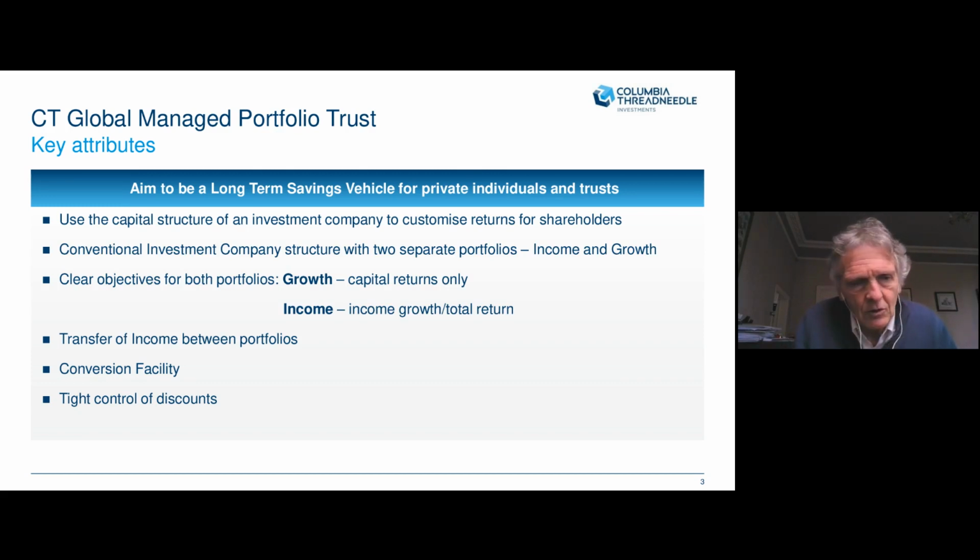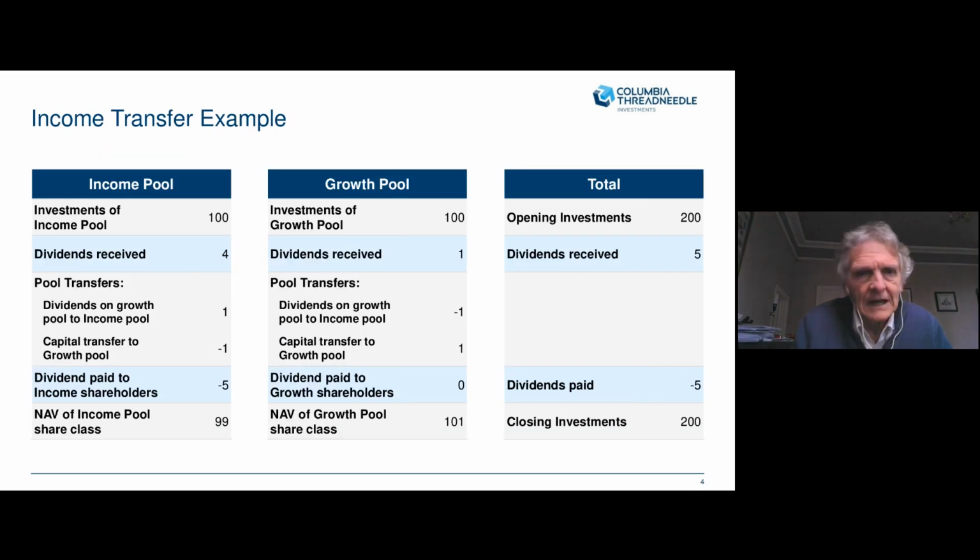Let me go on to that first point, transfer of income. This is a completely unique feature of the Managed Portfolio Trust, and it benefits both the growth shares and the income shares. Apologies for this apparently difficult slide. It's actually not too difficult when I explain it to you. Let's say we kick off at the beginning of a year, and the net assets of both the income shares and the growth shares are 100.